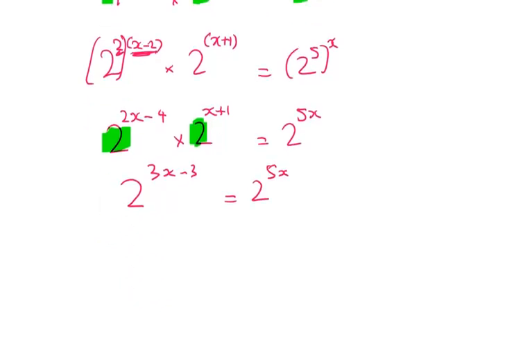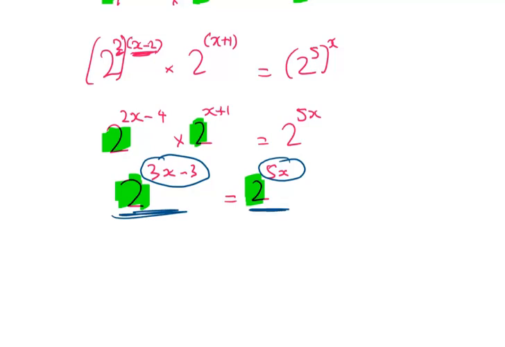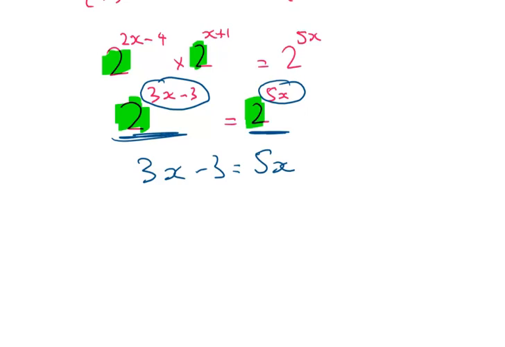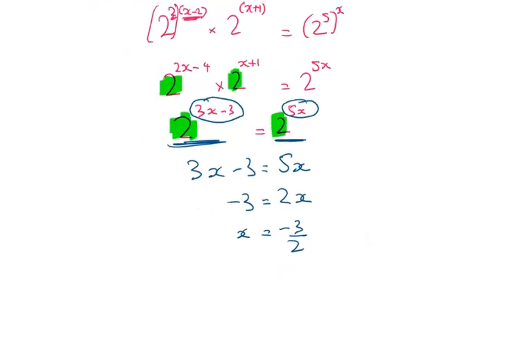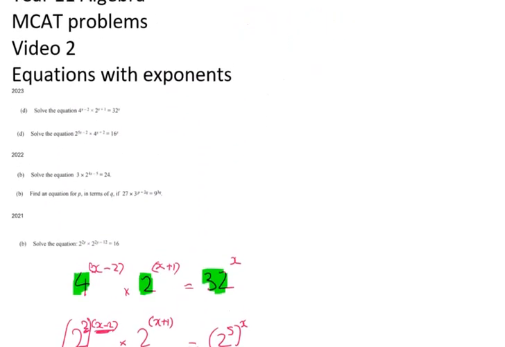Now the next step of logic is that if the bases are the same, and this is equal to this, then the exponents or powers must be the same. So we're back to solving a really simple linear equation. We've got x on both sides, so negative 3 is equal to 2x, x is equal to negative 3 over 2. And that's the pattern of solving that we find in a lot of these MCAT problems. Sometimes they get a little bit more complicated and we might end up with a quadratic to solve, but I think not in the 5 in this video.